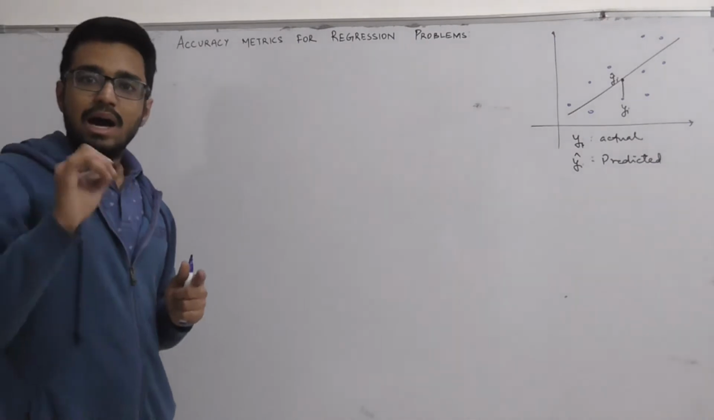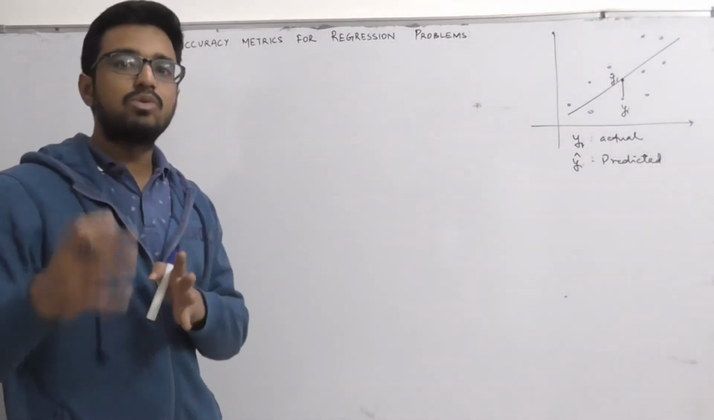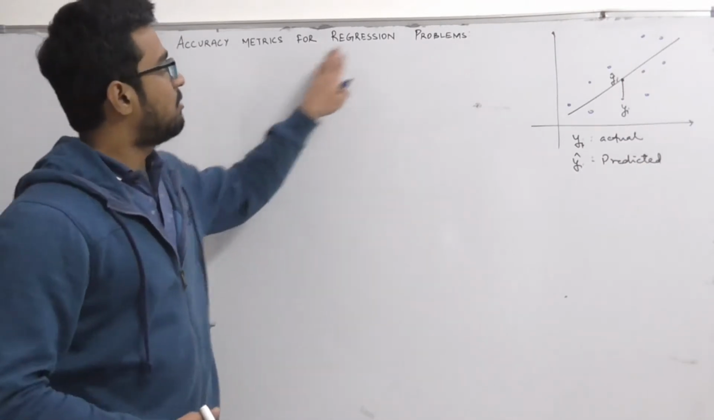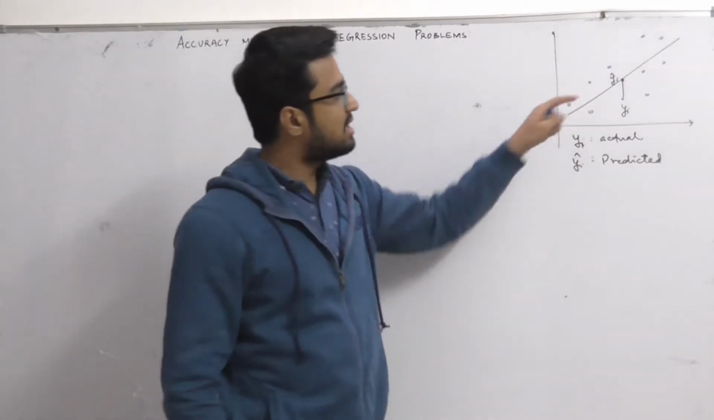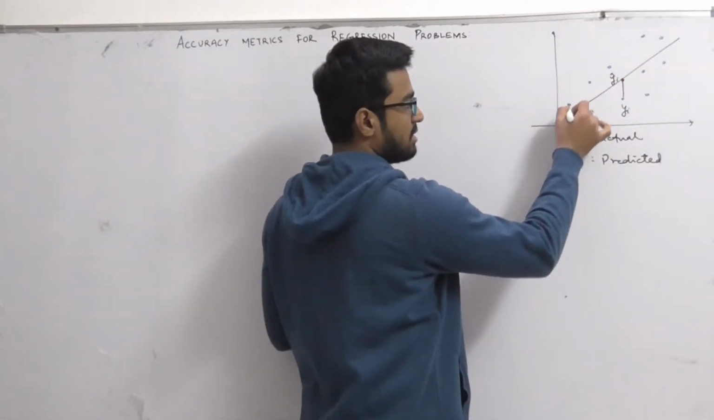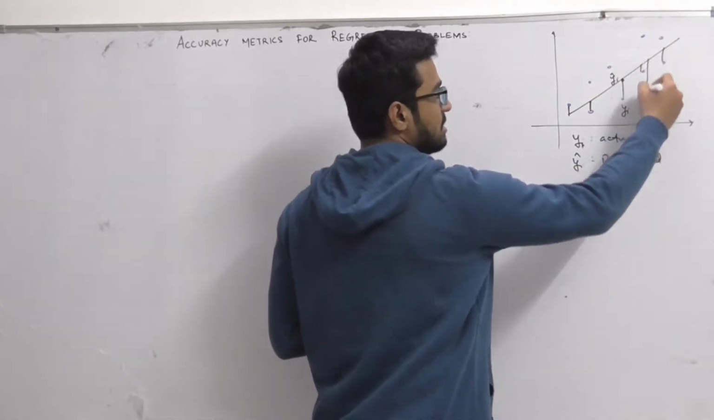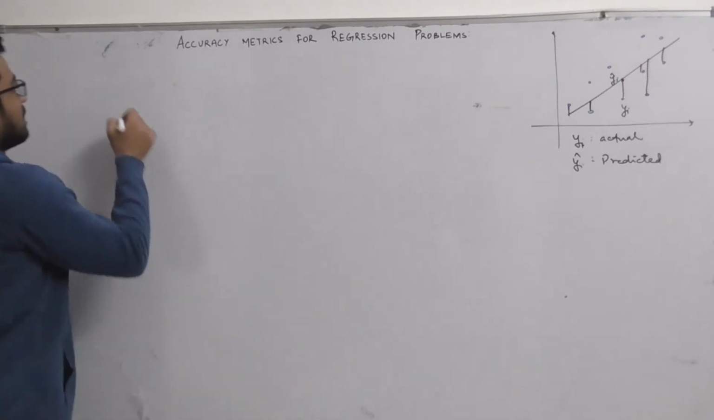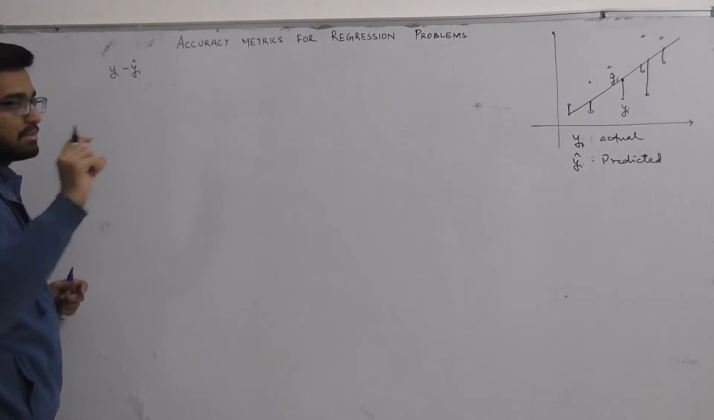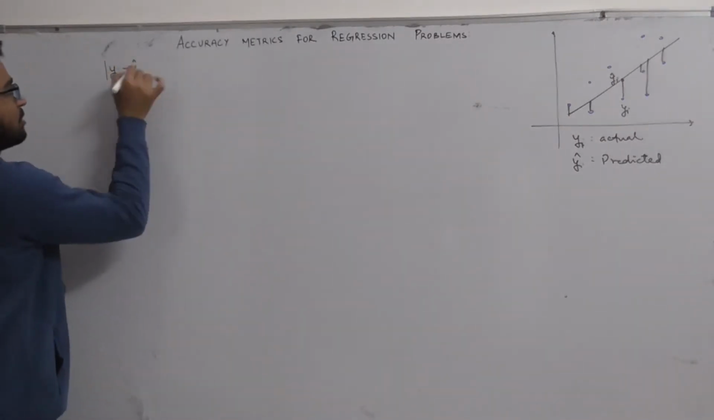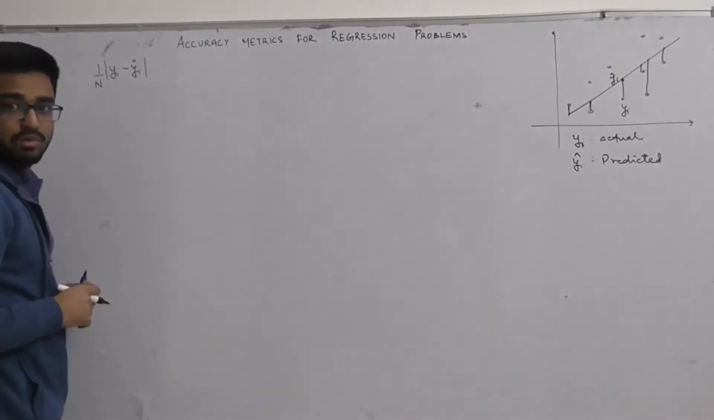And now I want to find how accurately this line fits my data. So I will go through some of the accuracy metrics for a regression problem. The first intuition that comes is this deviation. Suppose this is the deviation. Again, this is the deviation. This is the deviation. This is the deviation. So what I do, I take this deviation, yi minus yi cap is the deviation, and I put a mod here, okay, and I average it out.